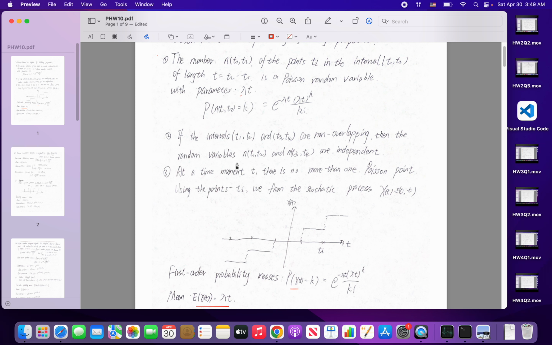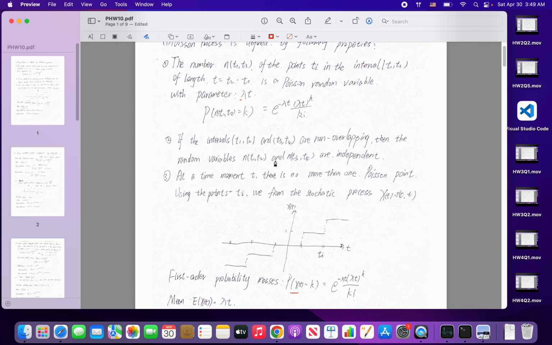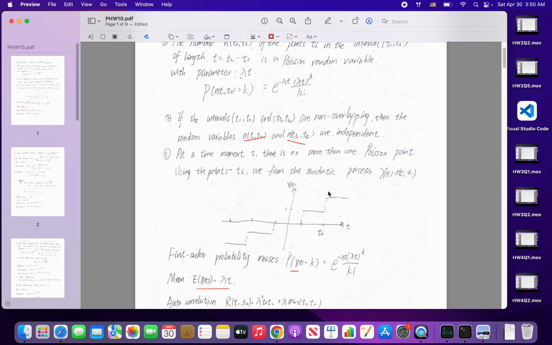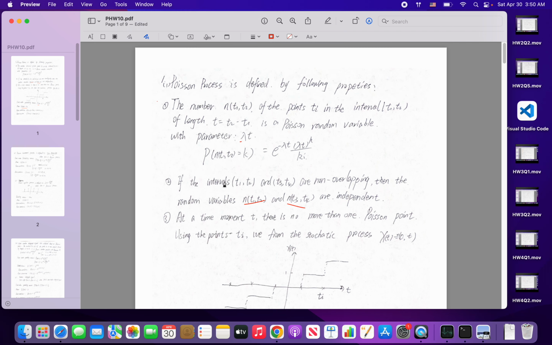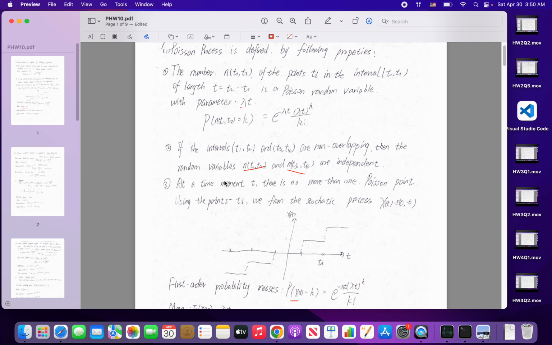We also have the property that if the intervals from t1 to t2 and t3 to t4 are non-overlapping, then this and this are independent. And we also have the property that at a time moment t, there is no more than one Poisson point.